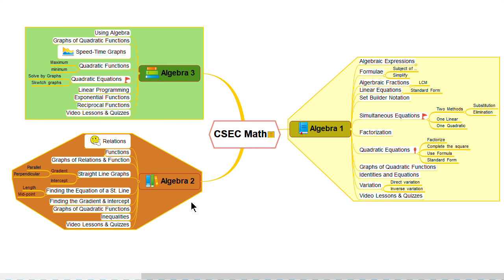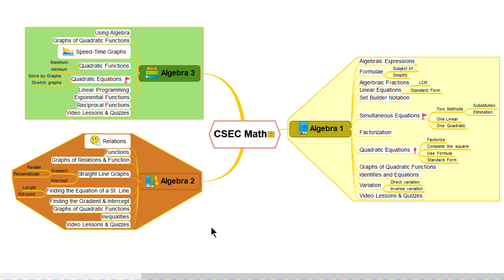So Algebra 2 deals with relations and functions, graphs of relations and functions, straight line graphs. And to solve problems related to straight line graphs, you need to understand the gradient. What is the gradient? What is the intercept? And the gradients will tell you whether the lines are parallel or perpendicular. Finding the equation of a straight line, the length of the line, the midpoint of a line. You need to know the formula for that. Graphs of quadratic functions, inequalities.